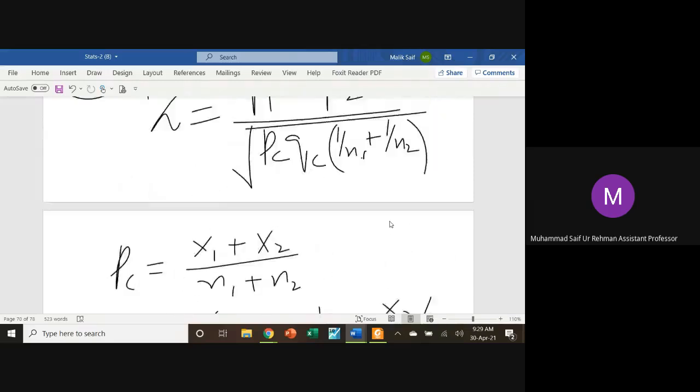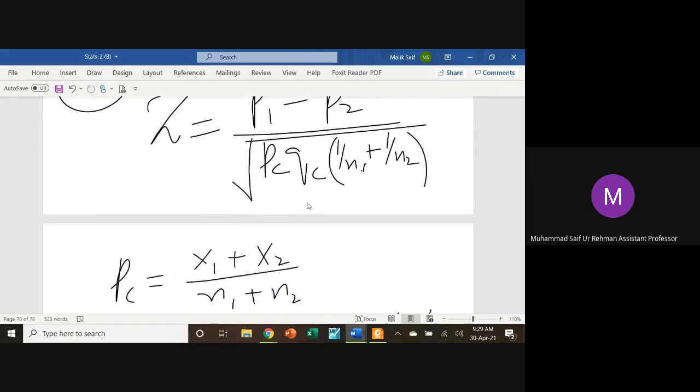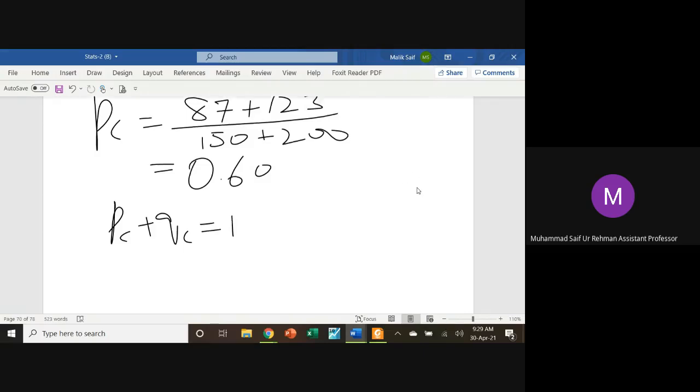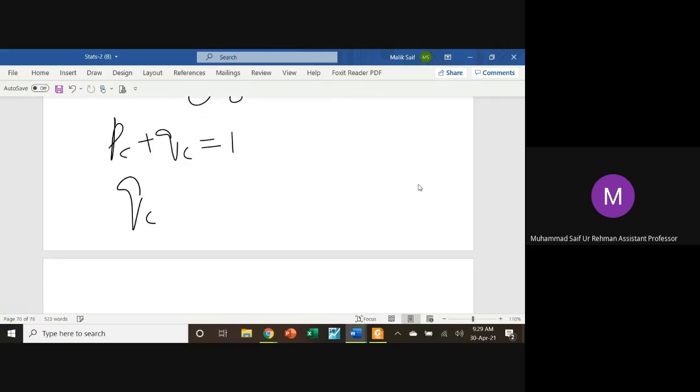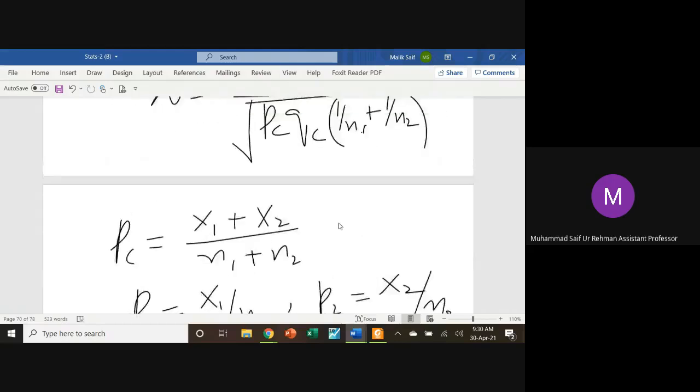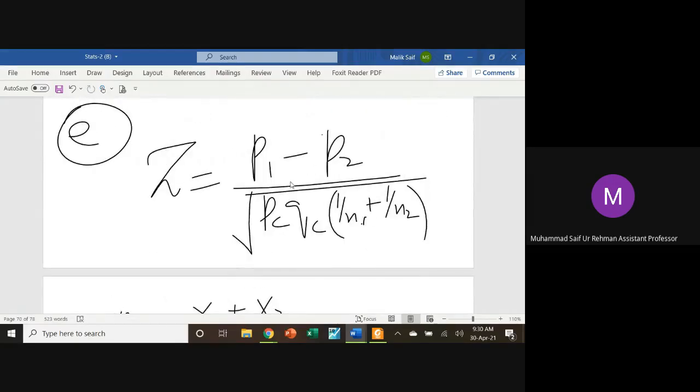So now you have all those values that you have to substitute over here except QC. So what will be QC when you have found PC? You know PC plus QC will equal 1. If you are interested in finding the value of QC, you will solve it as 1 minus PC. So 1 minus 0.6. What is QC? 0.4. Okay, so 0.4 is your QC. So now you can substitute all those values in this formula.